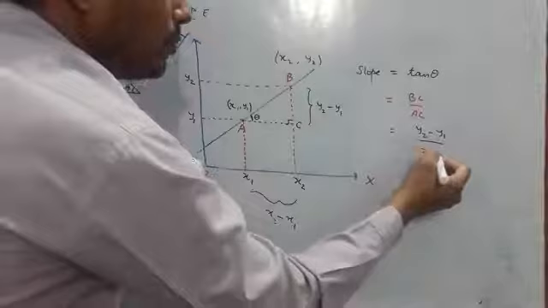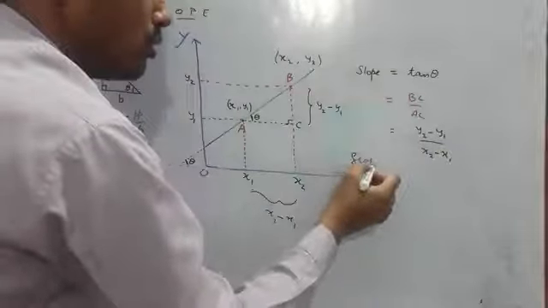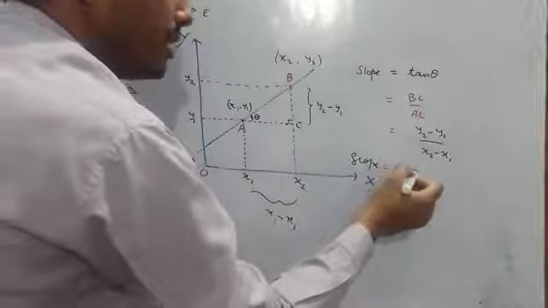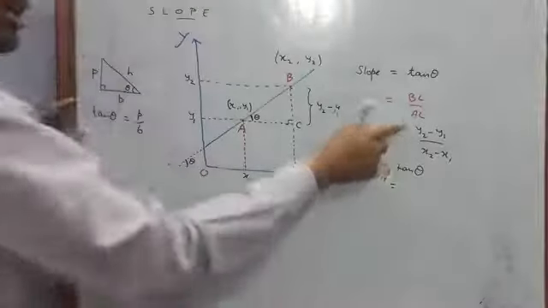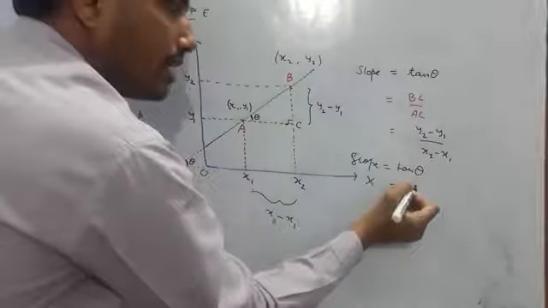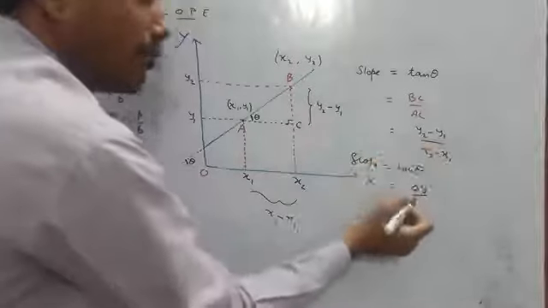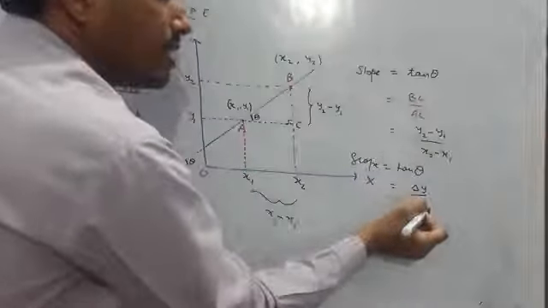This is the meaning of slope. So therefore you can write slope, which is equal to tan theta, is equal to the difference of y coordinates, y2 minus y1, which I can write as delta y, by the difference of x coordinates, that is delta x.